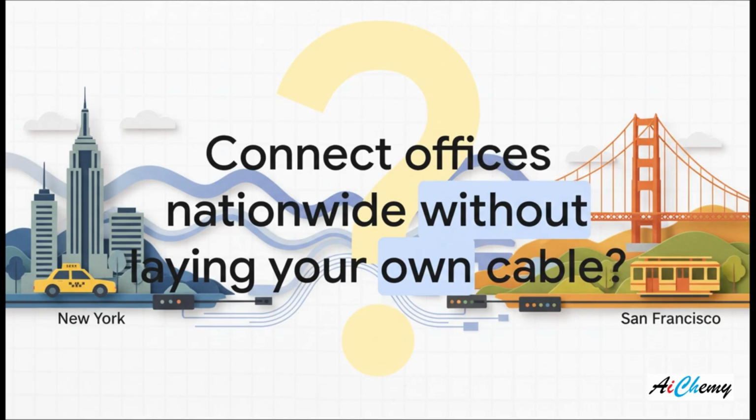Right. Picture this. Your company has an office in New York and another one in San Francisco. They need to talk to each other constantly and securely. Laying your own private coast-to-coast cable, that would be just astronomically expensive. This is the exact problem that wide area networks, or WANs, were built to solve.